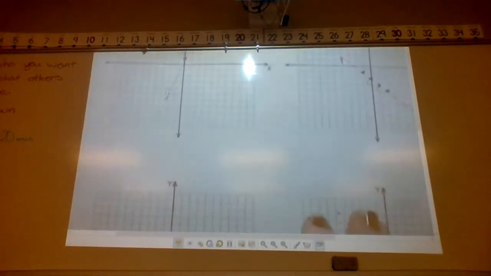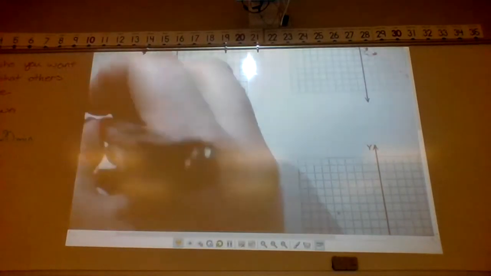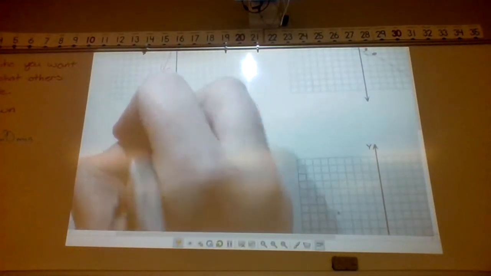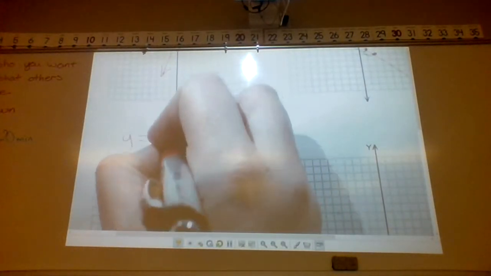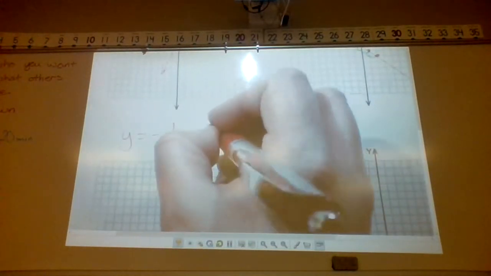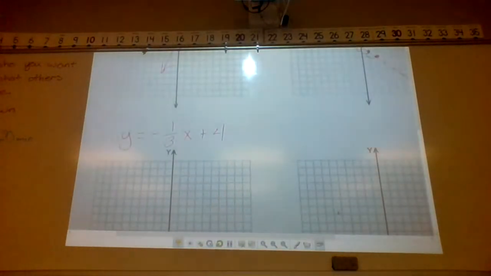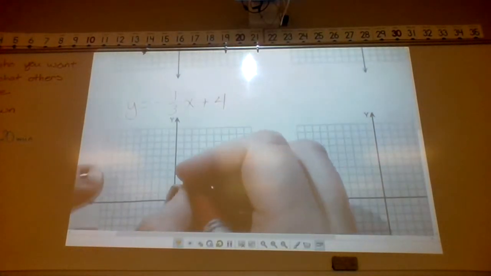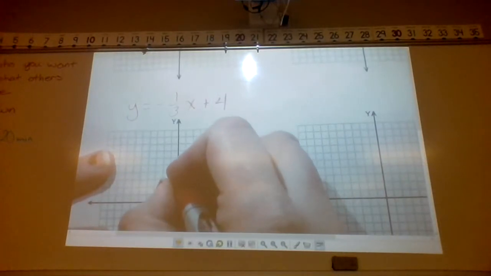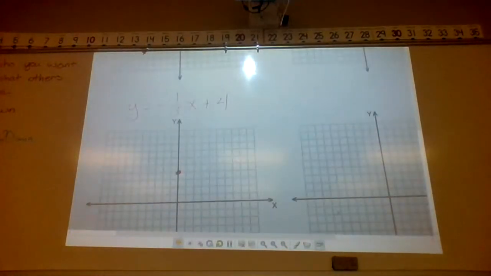Let's see. Next one. Let's do y equals negative 1/3 x plus 4. Where do we have to start at? 4. 4 on the y-axis. 1, 2, 3, 4. What is our slope? Negative 1/3. It's already set as a fraction.